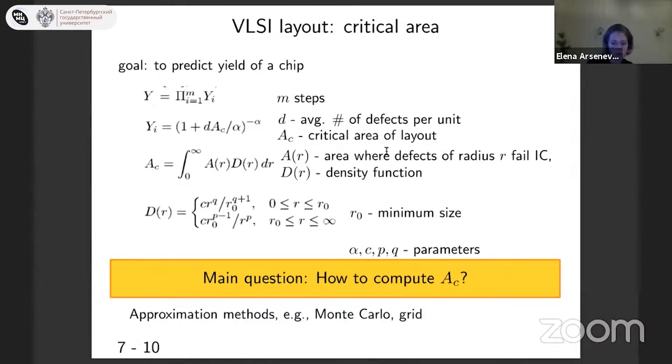For example, the Monte Carlo method, where you just pick some values of R, calculate somehow your critical area, maybe spending lots of time, and then you approximate this function and you get your A_C. Or grid methods, where you basically draw a grid on your layout and, for each point of the grid, calculate the radii for which this point will matter, and then also sum it up somehow. But all of them are approximate.